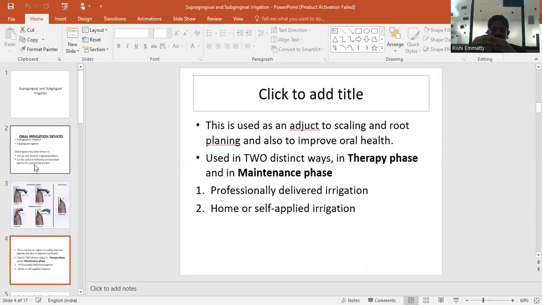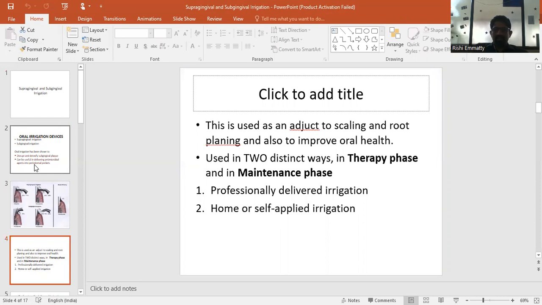So this is an adjunct to scaling and root planing, and it also improves oral health. When you do scaling and root planing, you are adding some other agent to it, and that will improve gingival health. And it's used in two distinct ways: one is a therapy phase and one is a maintenance phase.